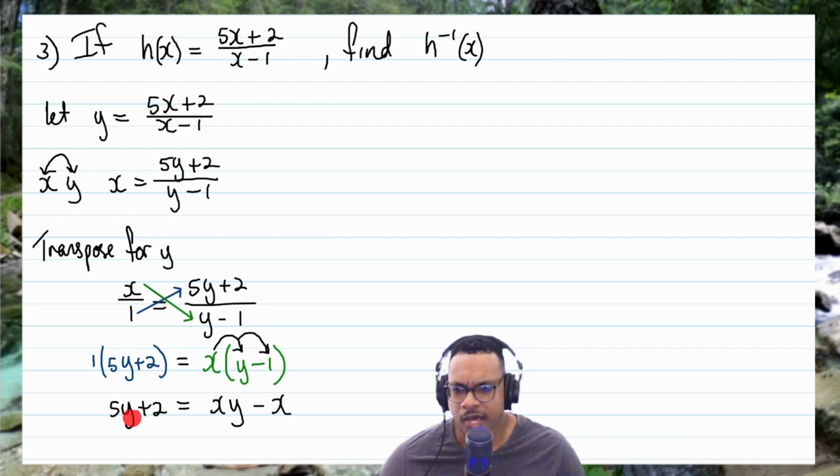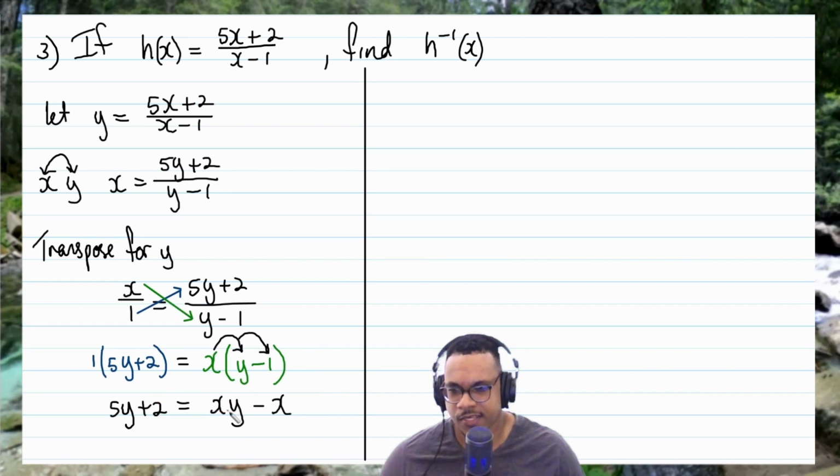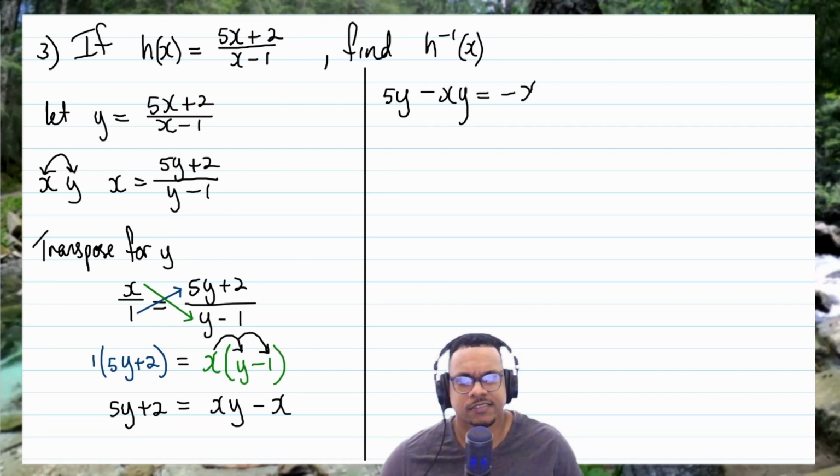Now seeing that I want to make y the subject of the formula, and I have y occurring twice, I'll bring the y's on one side of the equal sign and factor out the y. So I'll transfer this positive xy across the equal sign, and the sign in front of it will change from positive to negative. And I'll also move this positive 2 across the equal sign, and the sign in front of it will change from positive to negative when I come across here. So what I'll have is 5y take away xy is equal to negative x take away 2.